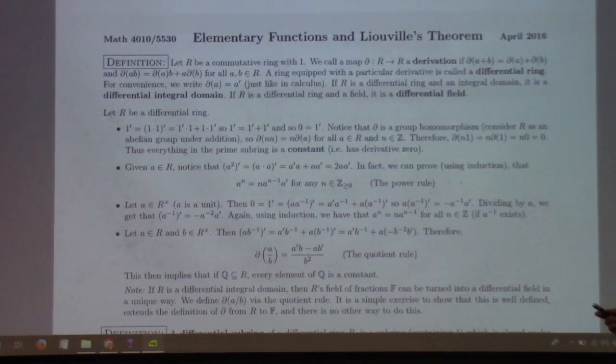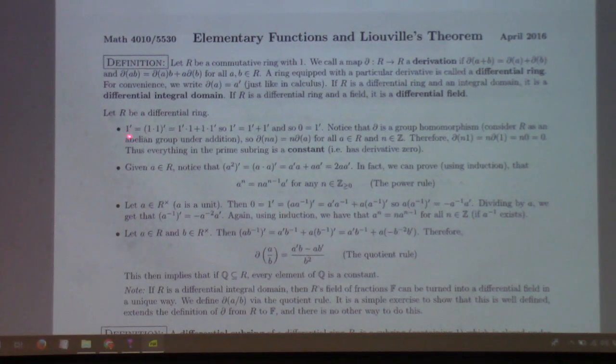A ring equipped with a particular derivation is called a differential ring. We can write partial a as a prime if we want. If R is a differential ring and also an integral domain, it's a differential integral domain. And if R is a differential ring and a field, it's called a differential field. Now Bill gives us some examples, some of them familiar, some less familiar.